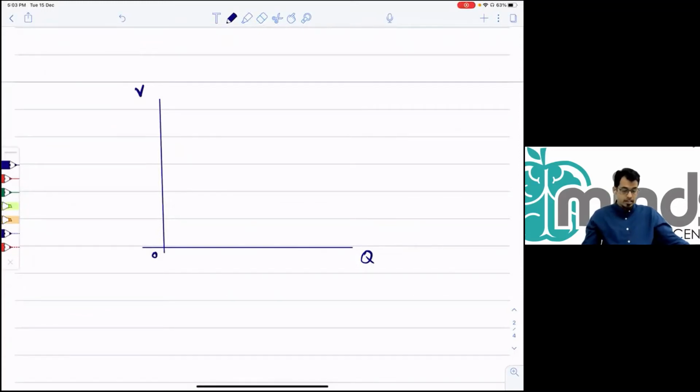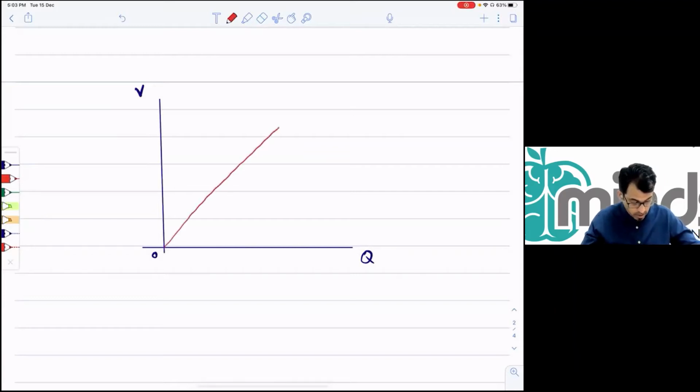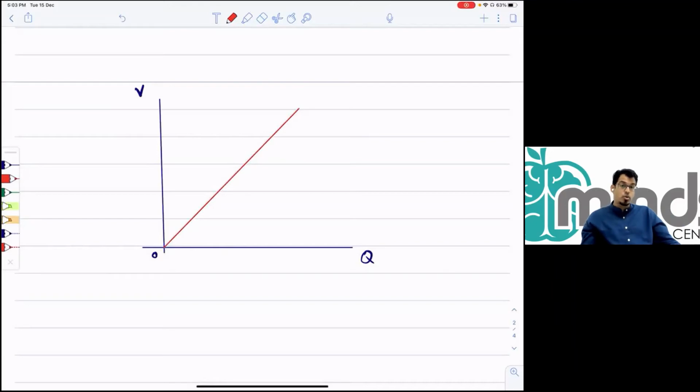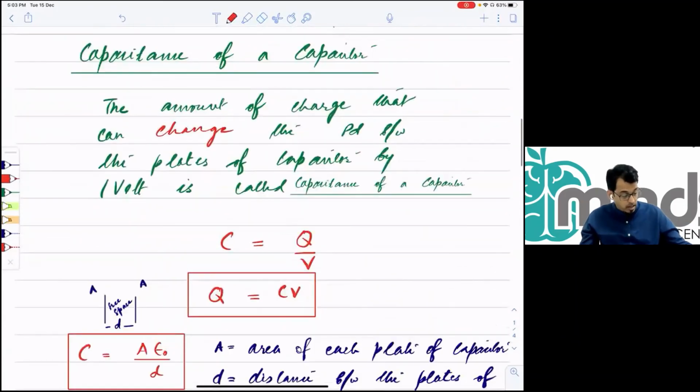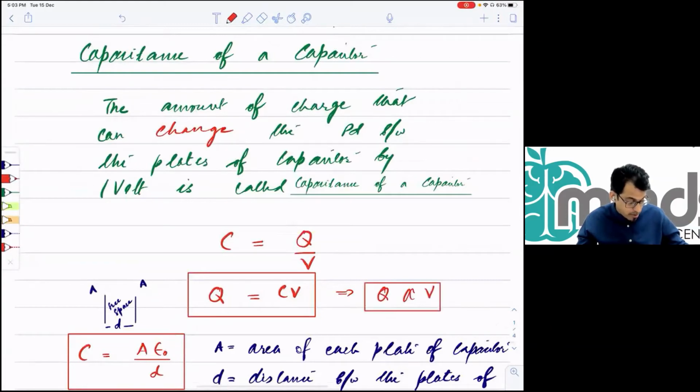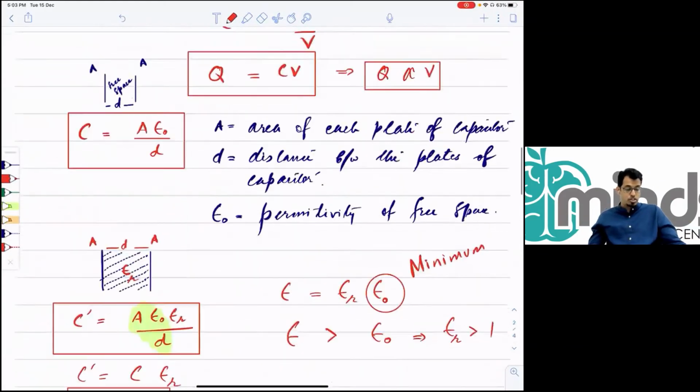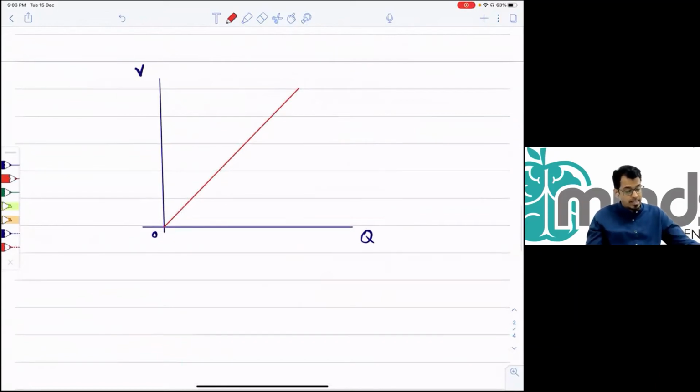Straight line graph. A straight line passing through the origin. It should be a straight line passing through the origin, because Q and V are directly proportional, because the capacitance of a capacitor is a constant quantity. So if you look here, you could have concluded that Q is directly proportional to V because C is a constant.